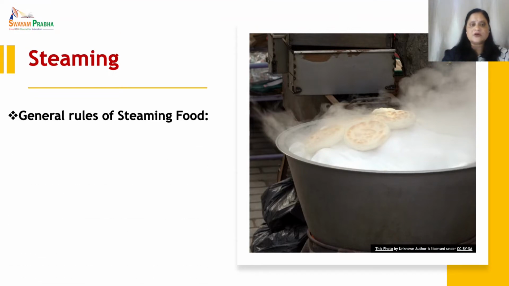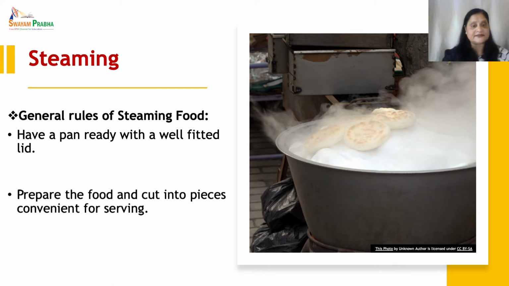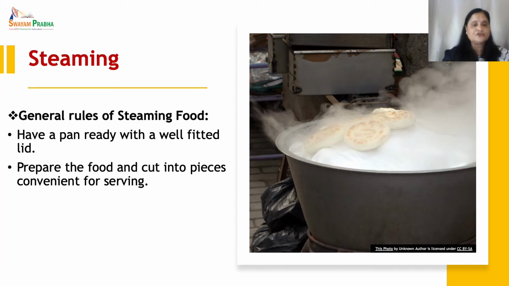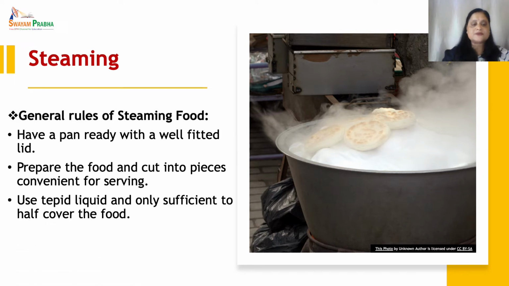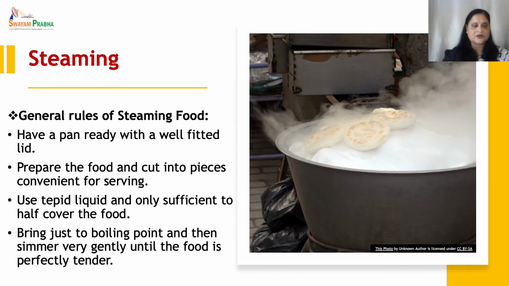General rules of steaming food include: have a pan ready with a well-fitted lid. Prepare the food and cut into pieces convenient for serving. Use tepid liquid and only sufficient to half cover the food. Bring just to boiling point and then simmer very gently until the food is perfectly tender.